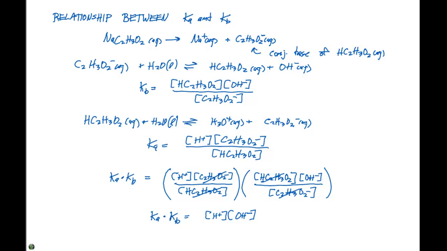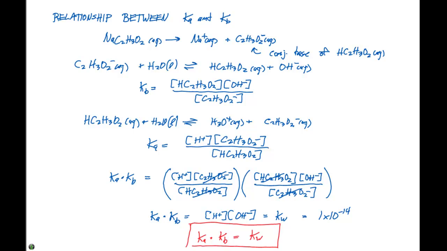Now this expression right here should be familiar to you, because this is what we refer to as the Kw, which is going to equal 1 times 10 to the minus 14. So the key relationship that we're going to see here is that Ka times Kb is going to equal the Kw. And this will allow us to relate Ka and Kb together.